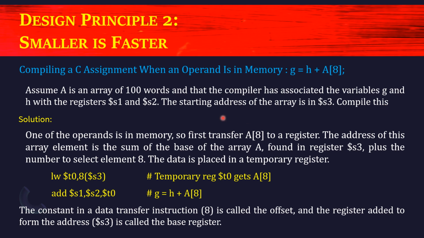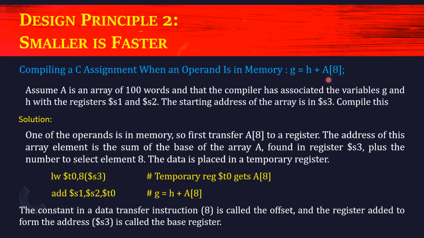Okay, let's look into the solution. One of the operands is in the memory, so we need to have a data transfer operation. So first transfer the A[8] to a register. The address of this array element is the sum of the base of the array A found in the register $s3 plus the number to select the element. So we are given the starting address of the array.